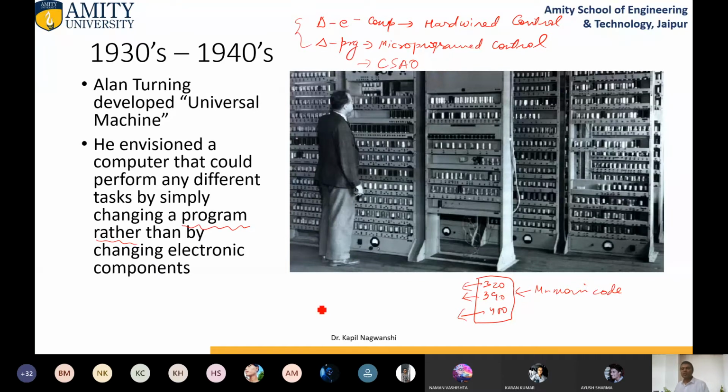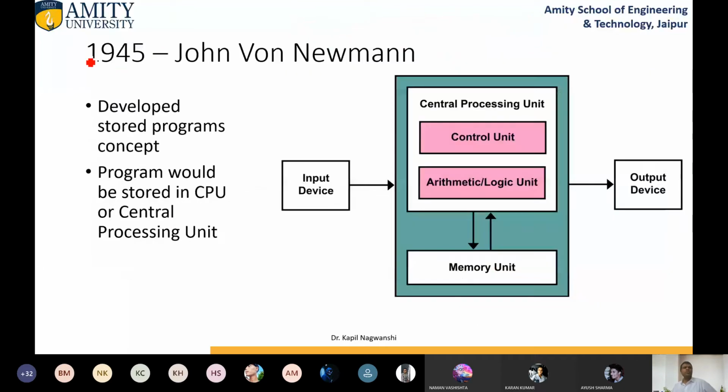That's why one person asked about Alan Turing, whether he is the father of the computer. So no, he is not the father of the computer. He is the father of modern computing. Okay. Now come to the next machine.